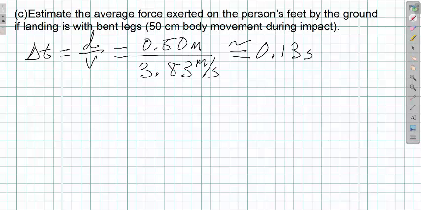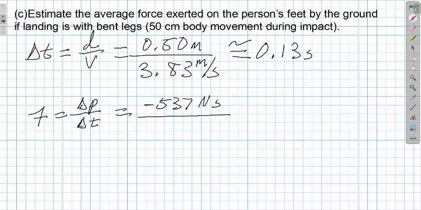That's going to be approximately equal to 0.13 seconds. So the force on this, remember our force is going to be our impulse divided by time, and that would be the negative 537 Newton seconds divided by our new delta T of 0.13 seconds. Now we're getting something much more reasonable.